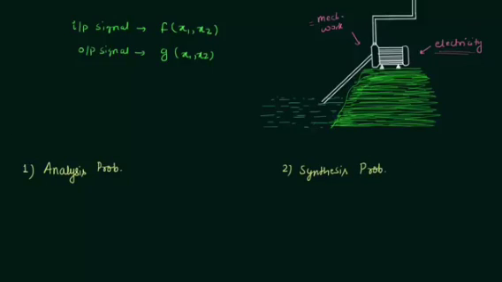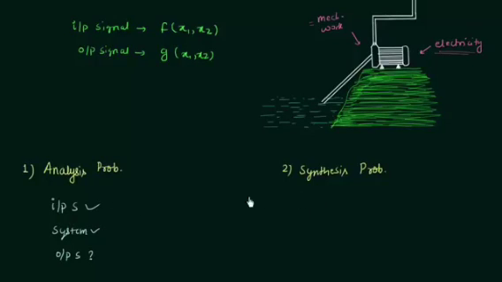In case of analysis problem, we have the input signal. The input signal is there. We have the system. The system is there, and we have to find out the output signal. In other words, we have the system, we have the input signal, and we need to find out the response of this system. This type of problem is the most general type, and there is always a solution of this type of problem.